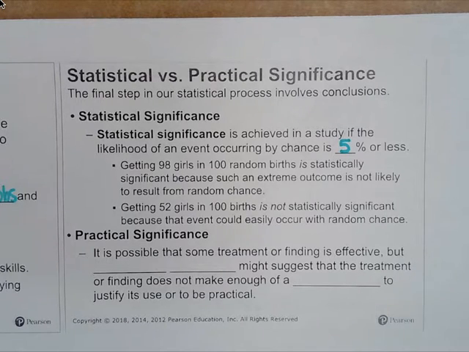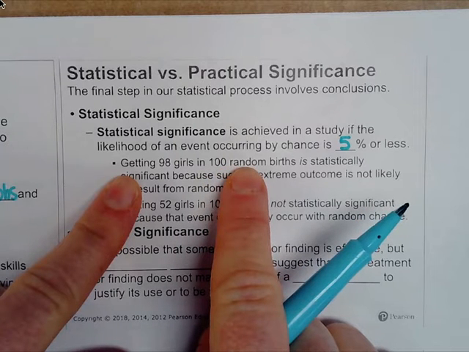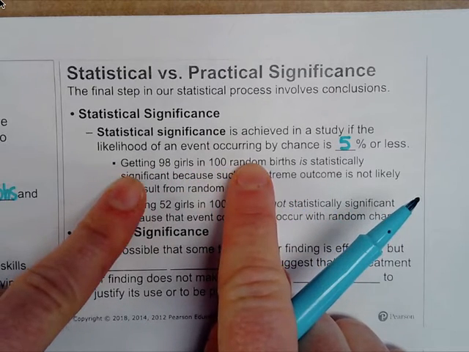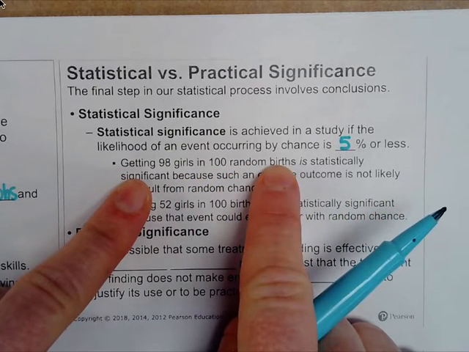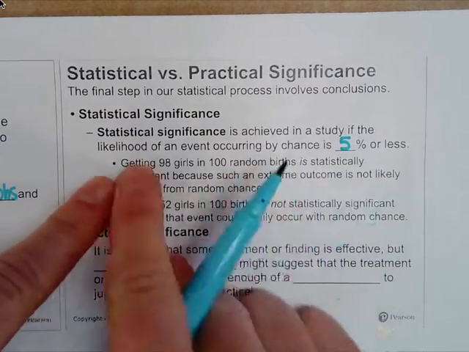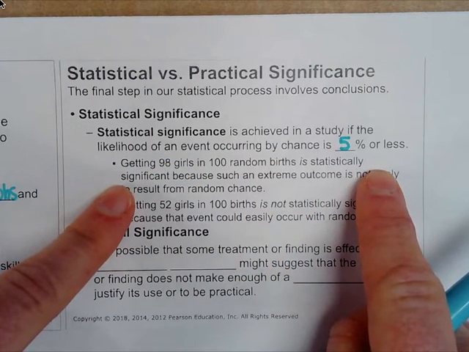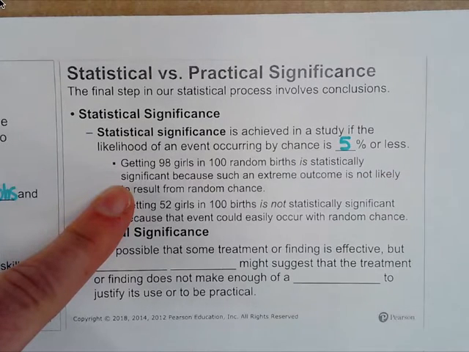So let's look at the idea of births. 50-50, right? You either get a boy or a girl. So if 98 girls out of 100 random births happen, that is crazy, right? Is that likely to happen? 98 out of 100 to be girls? Not likely at all. So whatever they did to get that result caused statistical significance. So this is a way of coming up with some kind of conclusion. So it's an extreme outcome.